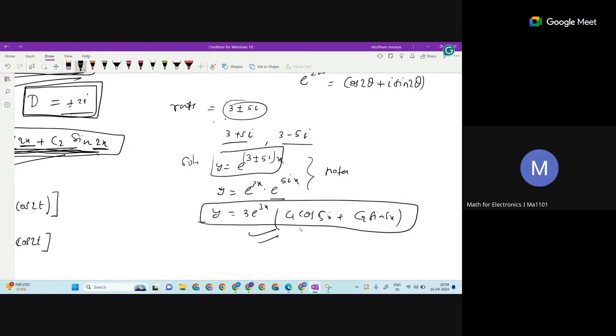The complex part will go as the cos part and sin part. The complex part will follow in the trigonometric part here, cos 5x plus i sin 5x, and the real part will follow as e power 3x.